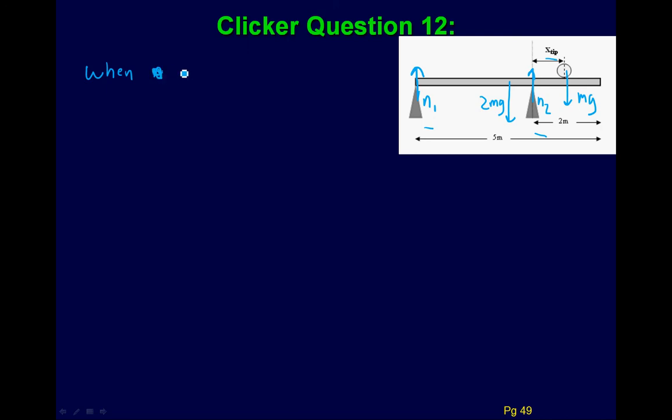So when the plank is just about to tip, N1 is going to equal 0, because the plank's going to tip about N2, and so N1 will have to be 0 at that point. So we make our axis right here, and we do our usual torque positive equals the torque negative. Here, N1 would normally be applying a torque, but at the point where it's just about to tip, N1 will apply no force there.